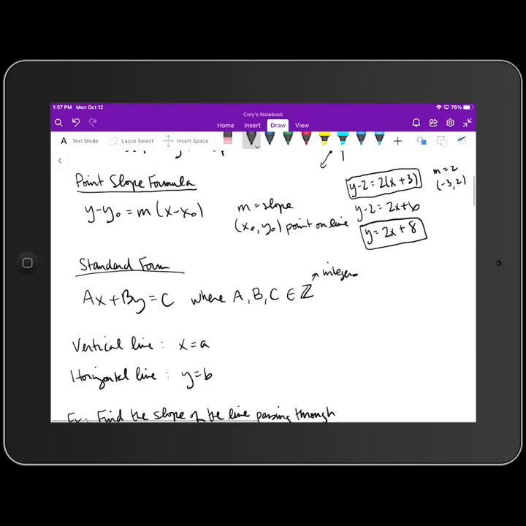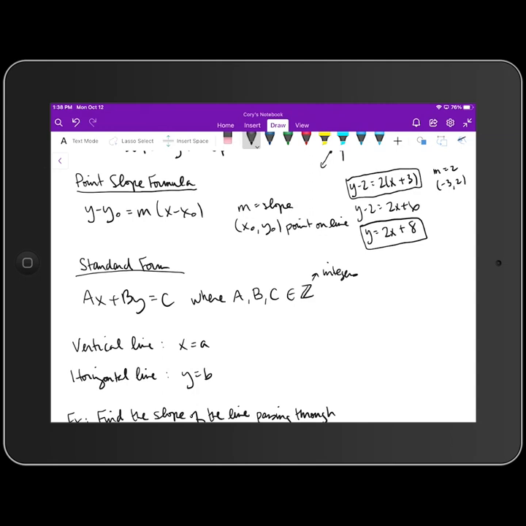Our third form of a linear equation is called standard form. In standard form, our equation is of the form ax plus by is equal to c, where a, b, and c are all elements of the set Z. In math, we call the set Z the set of integers. So in standard form, our equation is going to be ax plus by is equal to c, where a, b, and c are all integers.